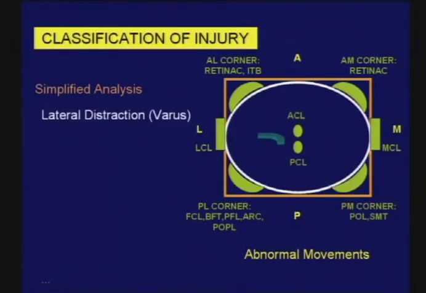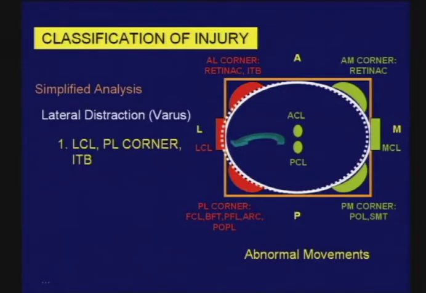Or let us look at lateral distraction and varus, which is a rare injury. Three stages of injury. The first of these is injury to structures on the lateral aspect of the knee. And you can see them in red in the diagram now. The second stage is injury to the posterior cruciate ligament and posterior capsule. And the third, possibly injury to the anterior cruciate ligament.